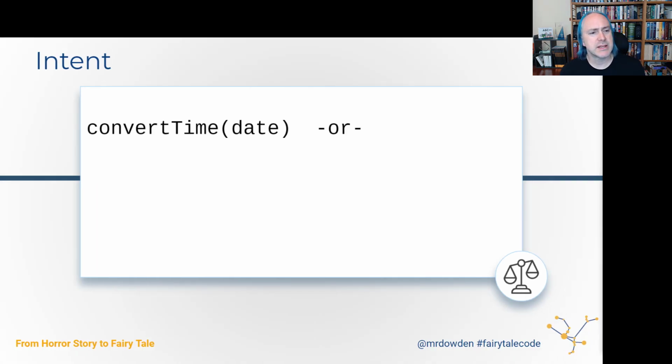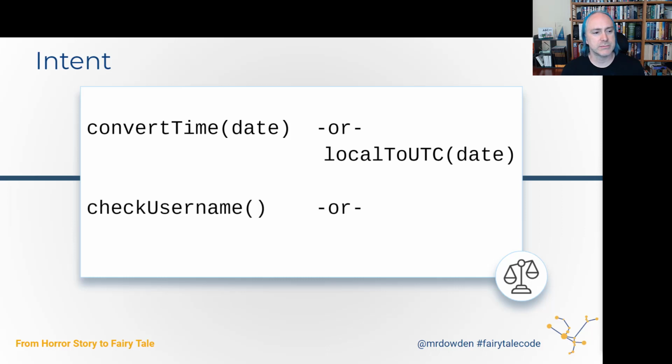Intent is another thing. What do I intend when I'm looking at the code? Do I understand what the purpose of this thing is or when I might want to use it? So if I say convert time and pass it a date, what's the conversion? What kind of conversion? Am I converting from one time zone to another, from one format to another? It's not super clear. But in this case, I'm saying local to UTC. Now I know that I'm doing a time zone conversion on that date. Now it's super clear about what the intent is and when I might want to call that function.